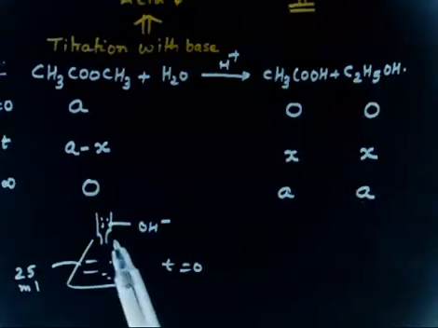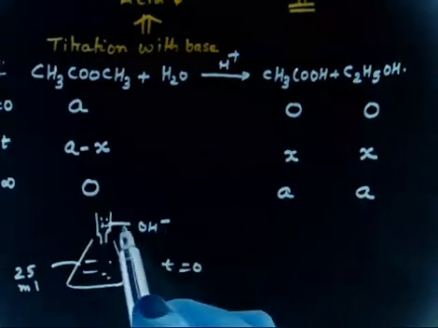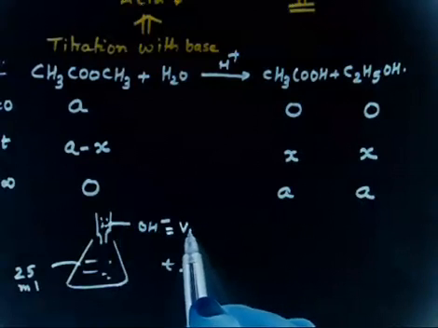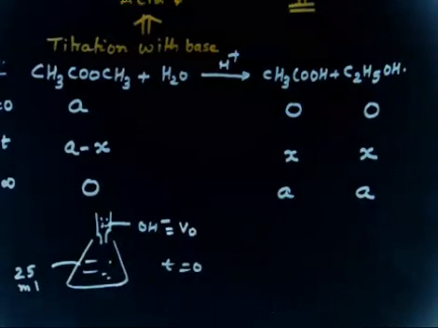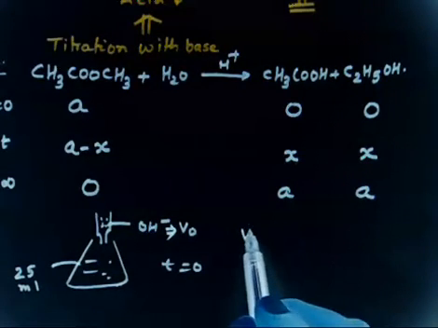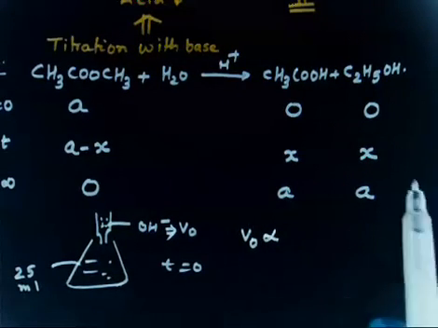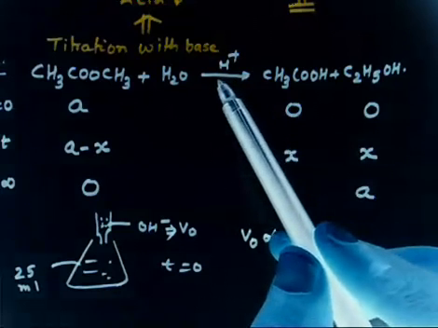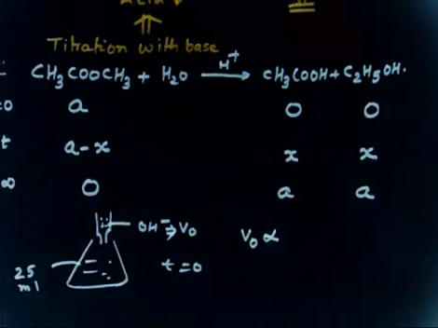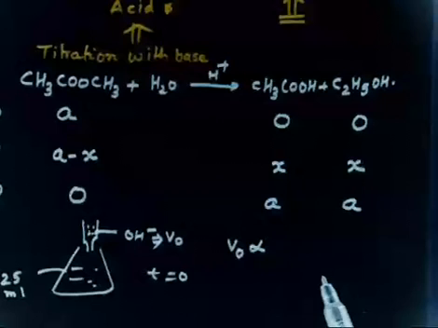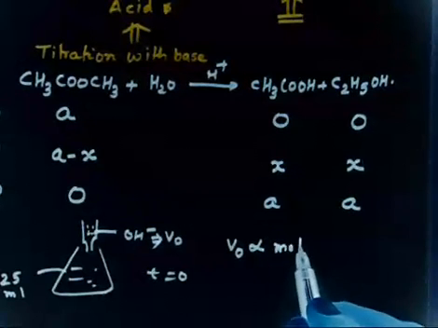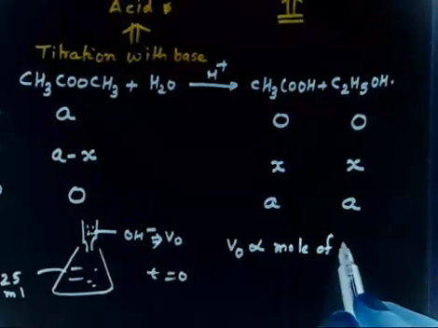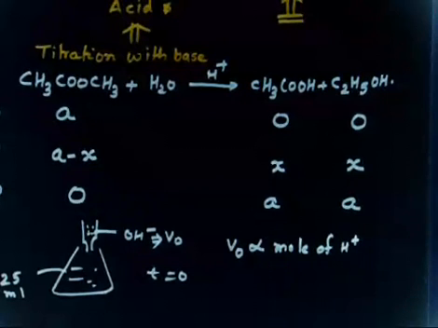So at t equals 0, let us say the volume of OH minus that I am using is V naught. So the volume of OH minus is V naught. So I can say V naught is proportional to the mole of H+, because initially I have only the catalyst. So this is proportional to the mole of H+. Are you getting or not?